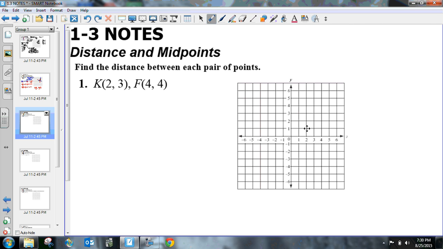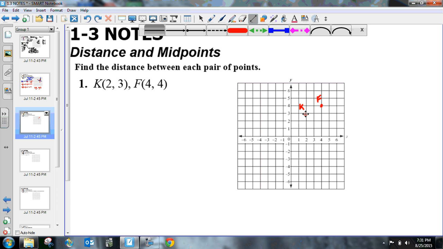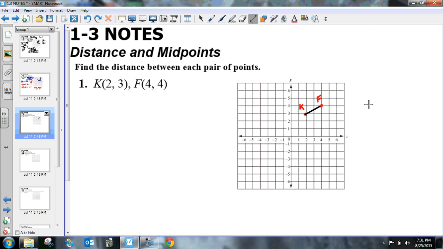I'm going to plot the point (2, 3), and I'm going to plot the point (4, 4). Okay, right here. I'm going to call this point K and point F. All right, and so I'm going to go ahead and connect these with a line segment. And from there, I'm actually going to draw vertical and horizontal lines going down to create a right triangle. When I do that, I get that this is a distance of 1 and that this is a distance of 2. I'm just counting over.